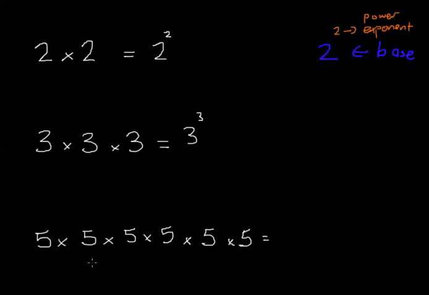This last one now, you can see that it starts to get pretty long when you write this out. So we've got 5 times 5 times 5 times 5 times 5 times 5. So there's 1, 2, 3, 4, 5, 6. So there's 6 5s. So instead of writing this out in this big long expression, what we can actually say is that there's a base of 5, and it's timesing by itself 6 times. So 5 to the power of 6.